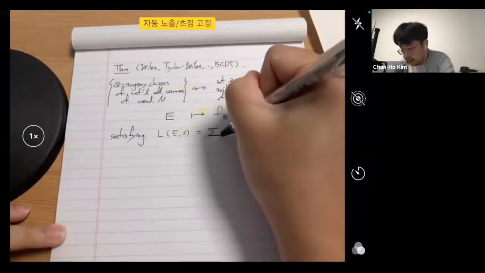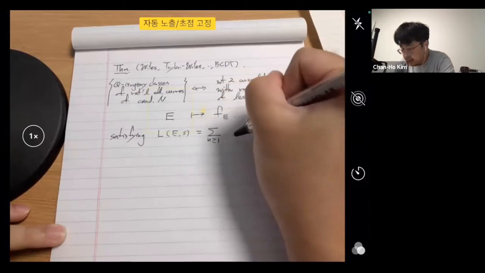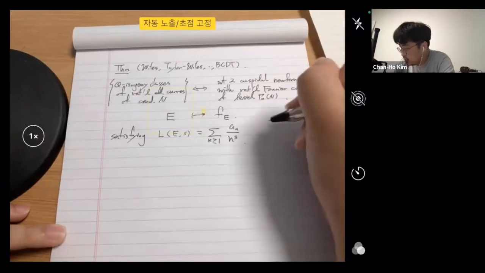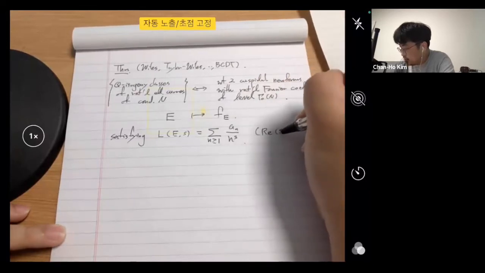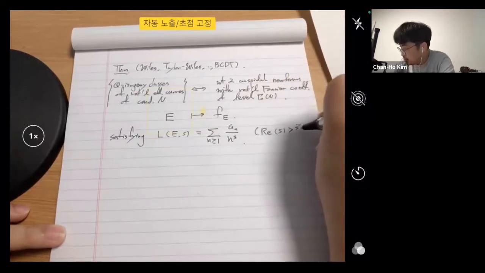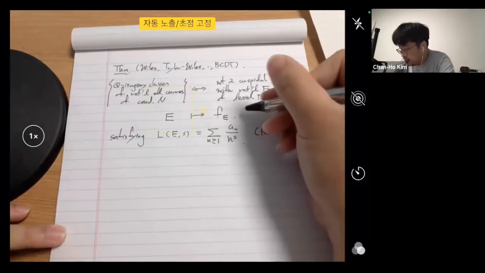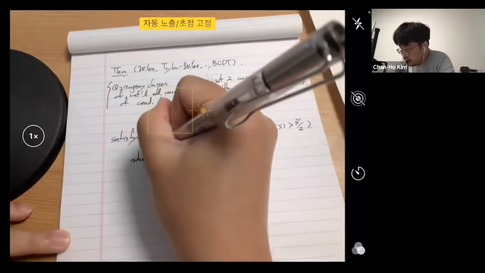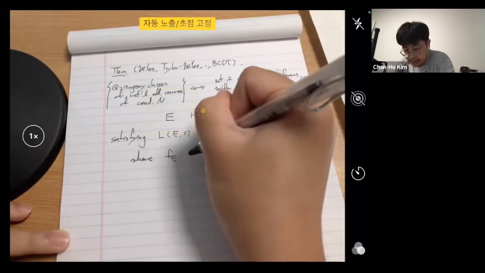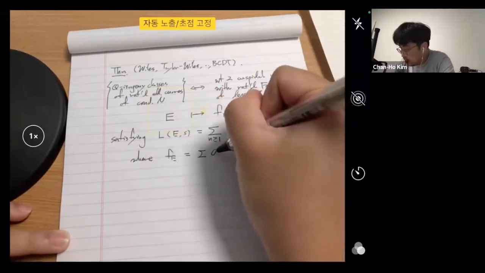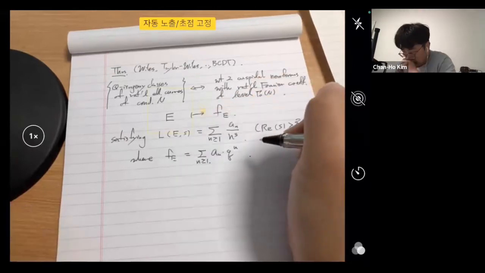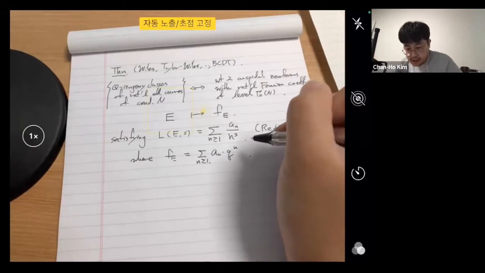It is defined by the L-function, the sum of a_n over n to the s, where the real part of s is larger than or equal to 3/2. And of course, this a_n comes from the Fourier coefficients of f_E, where f_E is the sum of a_n q^n, and n runs over all the positive integers.